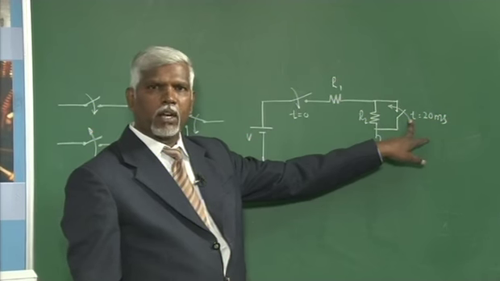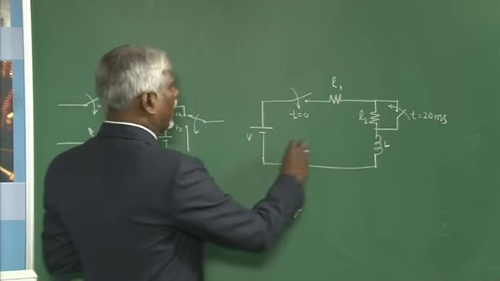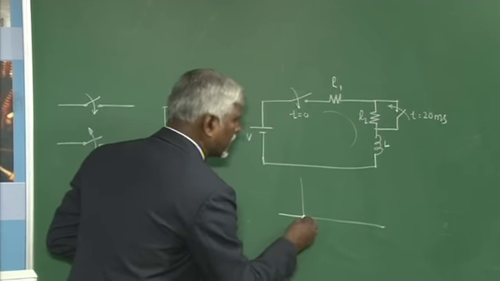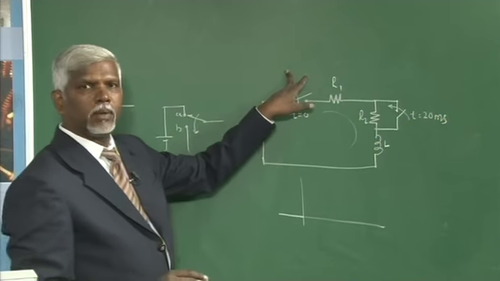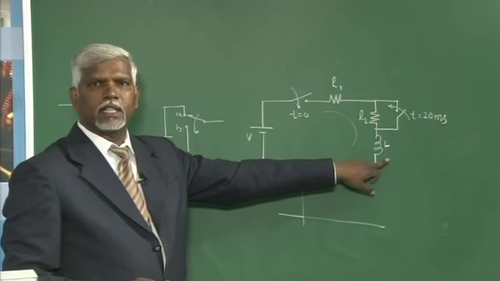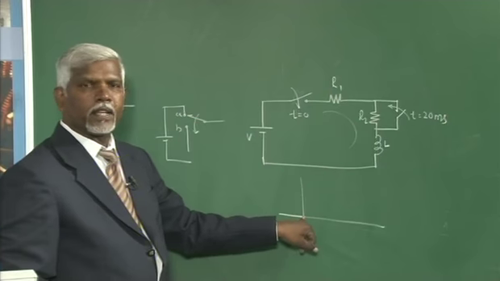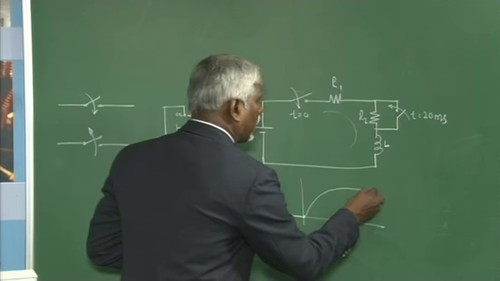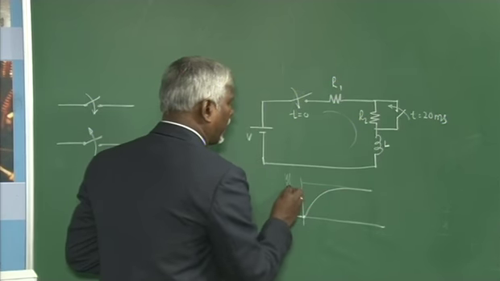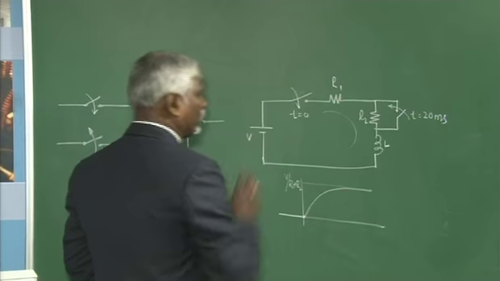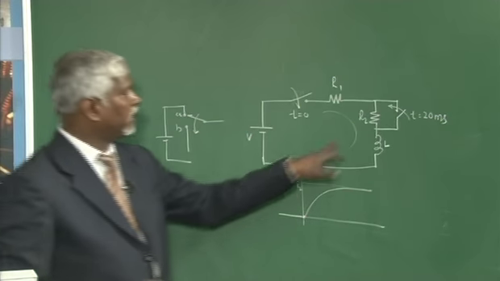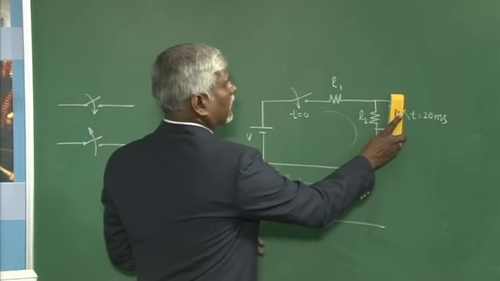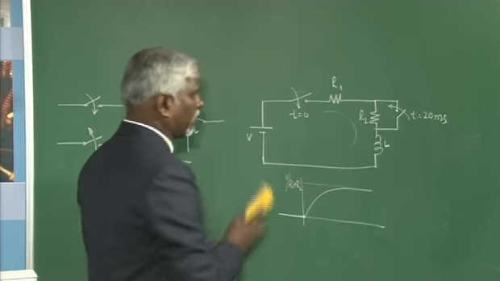If I want to plot the expression for current, by calculating the initial conditions, we know that the current will be 0 at t equal to 0 minus. The switch is open, current is 0, and the inductor will not allow any sudden change in current, therefore it starts at 0 and gradually increases to a value equal to V divided by R1 plus R2. So, the final current before the switch is operated is V divided by R1 plus R2.